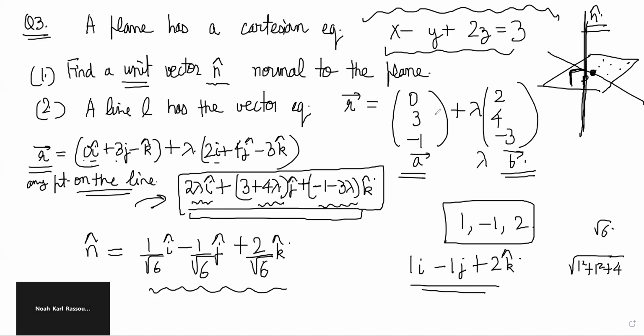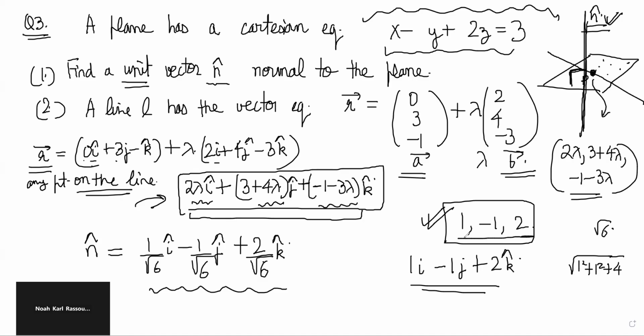So what we can say is at that point, the location of this point is 2 lambda, comma 3 plus 4 lambda, comma minus 1 minus 3 lambda, right? That vector is going to be perpendicular to the normal vector, right? Normal vector was this. We don't have to make it a unit vector. You can just use the normal vector because what matters is that it is perpendicular. And for perpendicular, the dot product of these two should be zero, right?